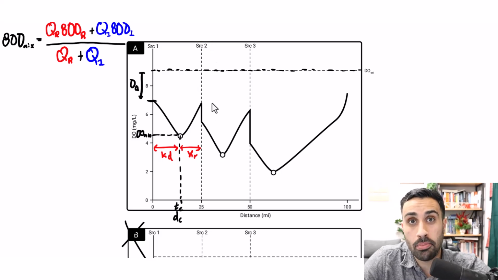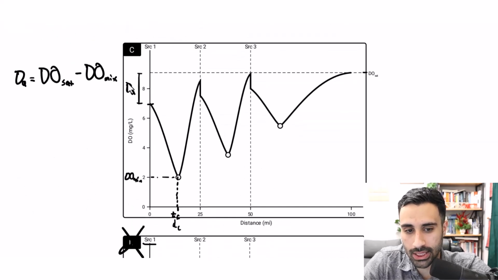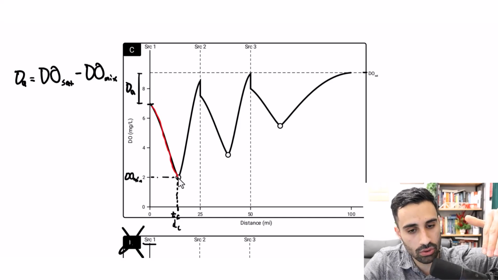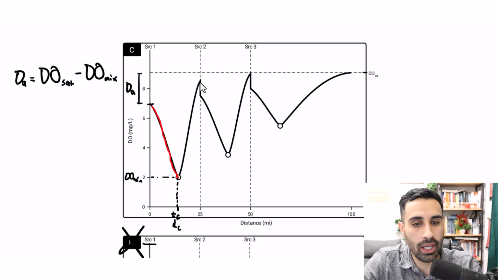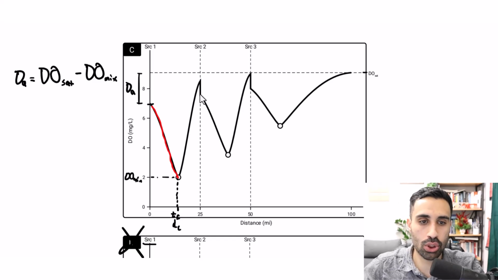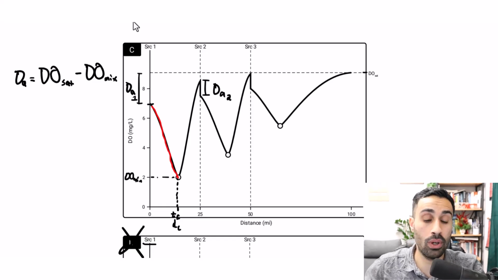So now here's the primary difference between A and C. Notice how this does the same thing. The dissolved oxygen goes down up to the minimum. Then we have the recovery, and then we have again mixing. So this would be another deficit DA2. This is deficit DA1. We repeat that same cycle.